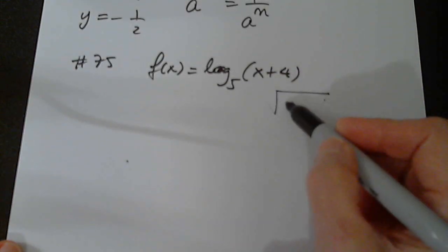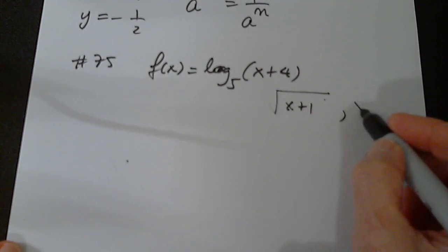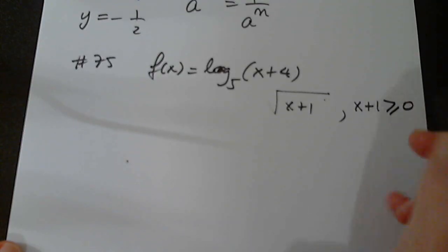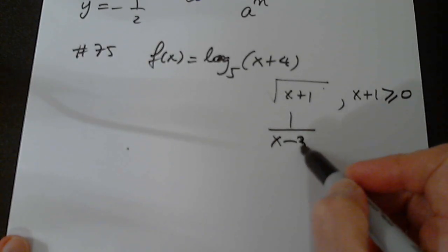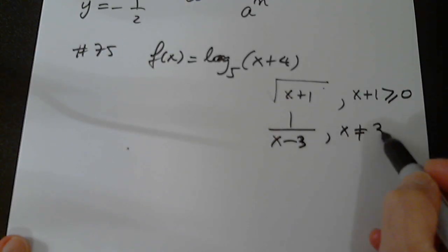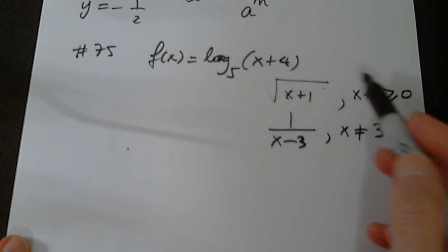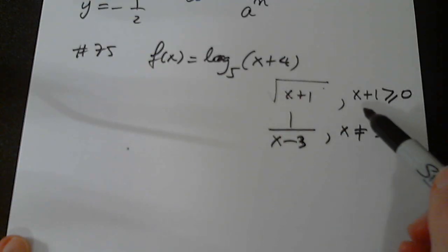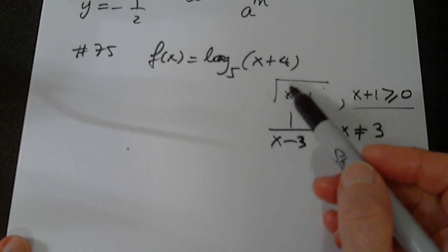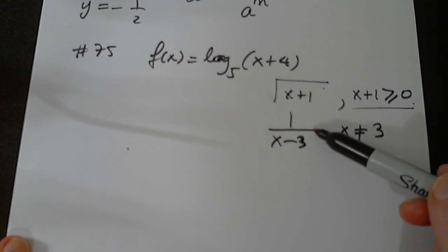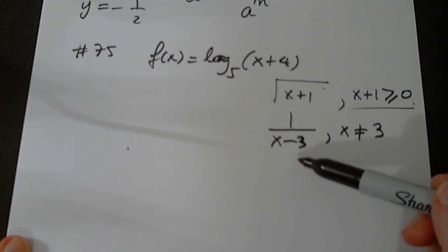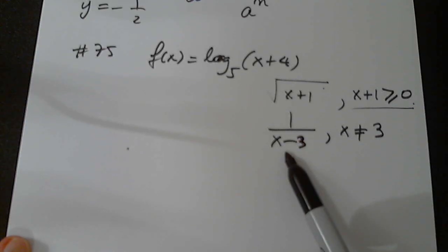Remember the square root of x plus 1? We always have to write that x plus 1 is greater than or equal to 0. Remember 1 over x minus 3? We always have to write that x cannot be 3. The square root is not a friendly function because the quantity under the square root has to be greater than or equal to 0. The rational functions, for the most part, are not friendly functions because the denominator cannot be 0.